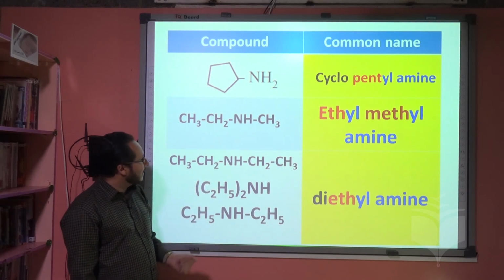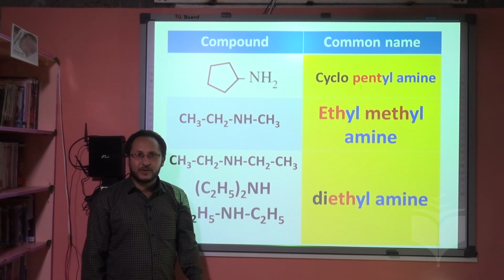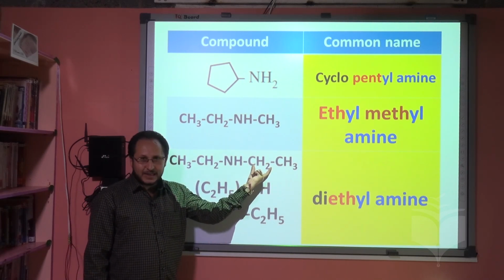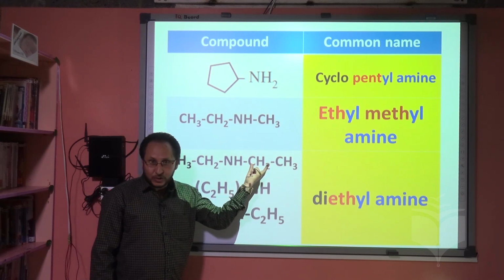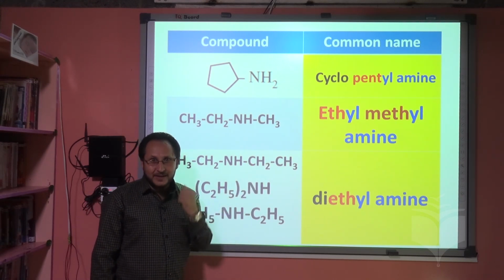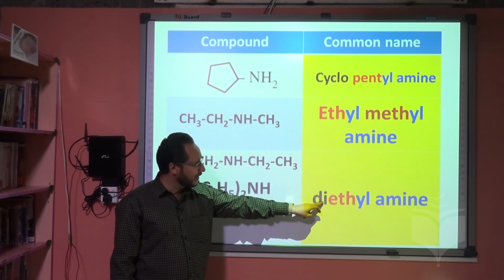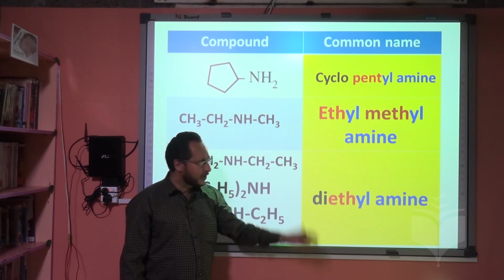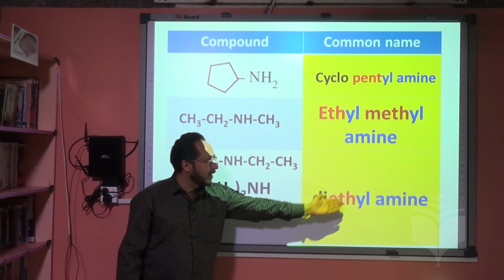What about this one? Yes, here it is 2 carbon atoms, and here we have another 2 carbon atoms. So this one is ethyl, and this is another ethyl. If you have 2 alkyl groups and they are the same, what do we have to write? We have to start with di, then write ethylamine. So this is ethyl, and this is another ethyl, so we call it diethylamine.